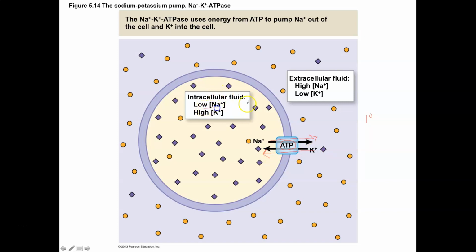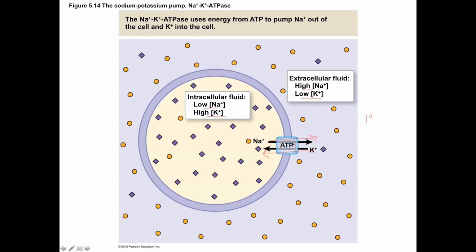Cells have low sodium on the inside, high sodium on the outside. So if you're pumping sodium out, it's against the concentration gradient. Cells have low potassium on the outside, high potassium on the inside. So again, you're pumping against that concentration gradient. And so the only way you're going to be able to do that is by utilizing ATP.